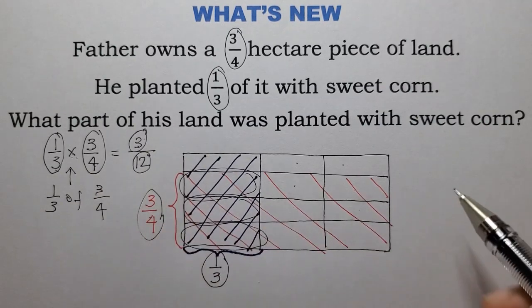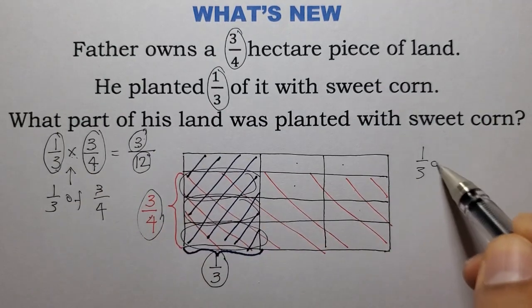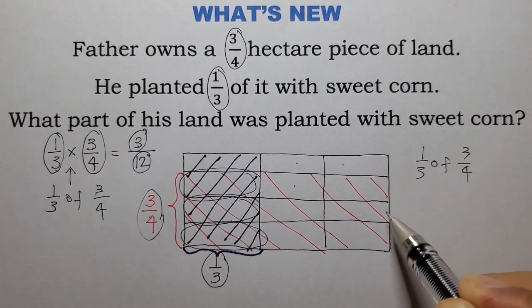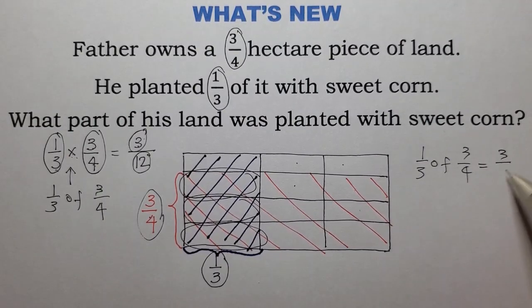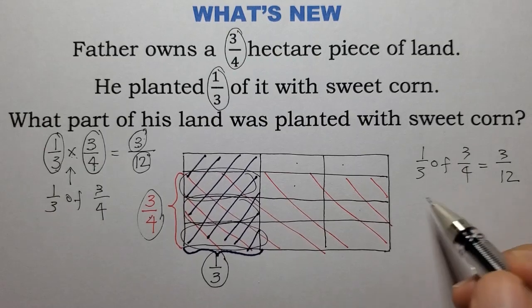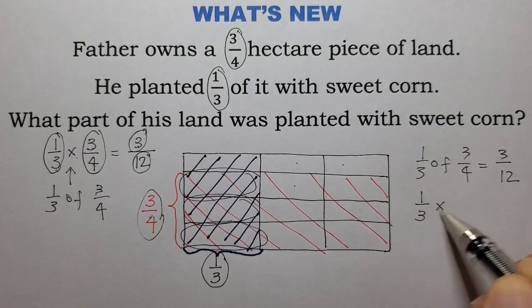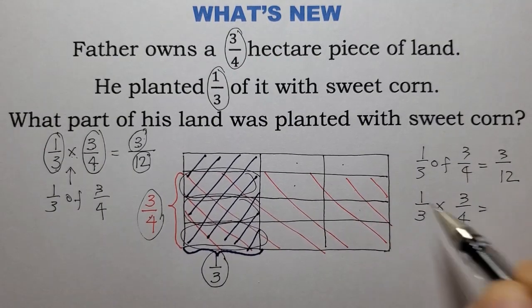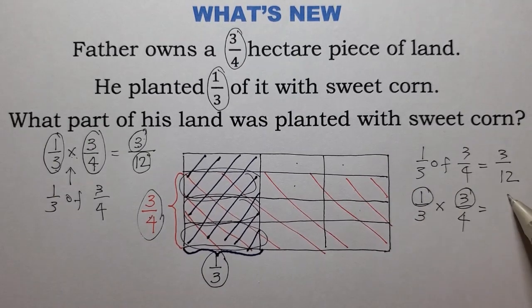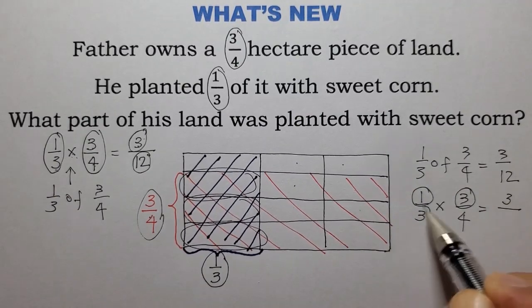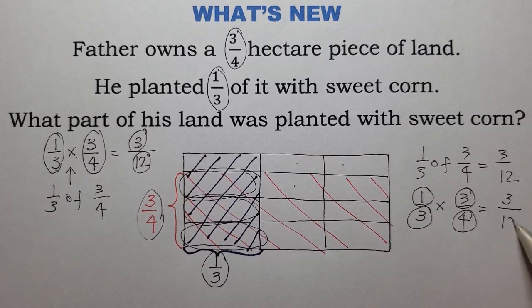Therefore, when we say 1/3 of 3/4 in this illustration, that is equal to 3/12. And if you are to multiply that, all you have to do is just multiply the numerator by numerator, which is equal to 3, and of course the denominator by the denominator, which is equal to 12. Therefore, the correct answer is 3/12 of the land or piece of land planted with sweet corn.